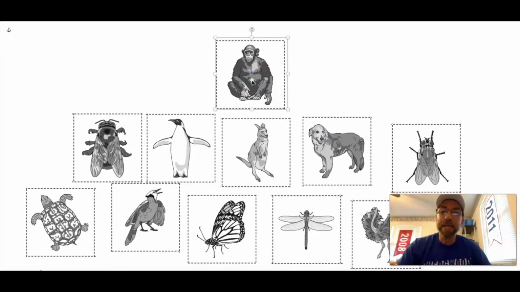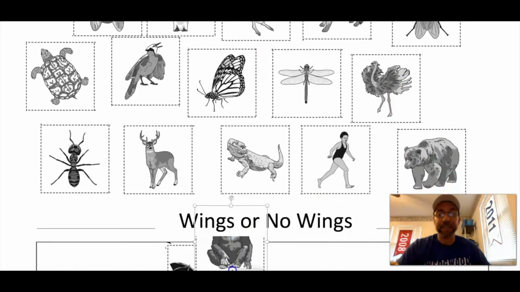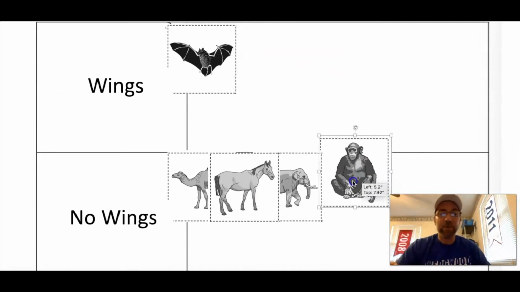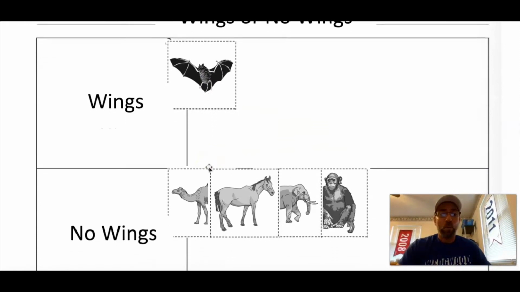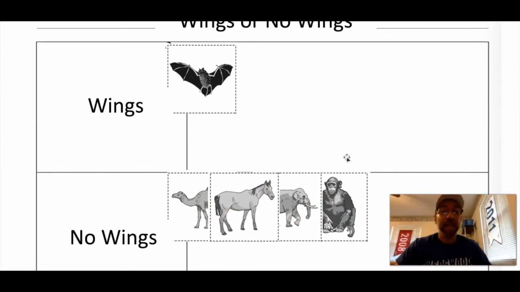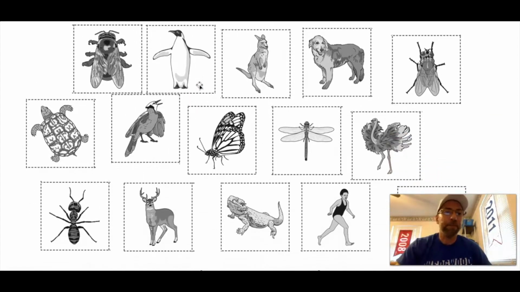Where would the monkey go? Wings or no wings? What do you think? The monkey goes in no wings. So far, I have 1, 2, 3, 4 that do not have wings. And one animal does have wings. Let's go to our next one.